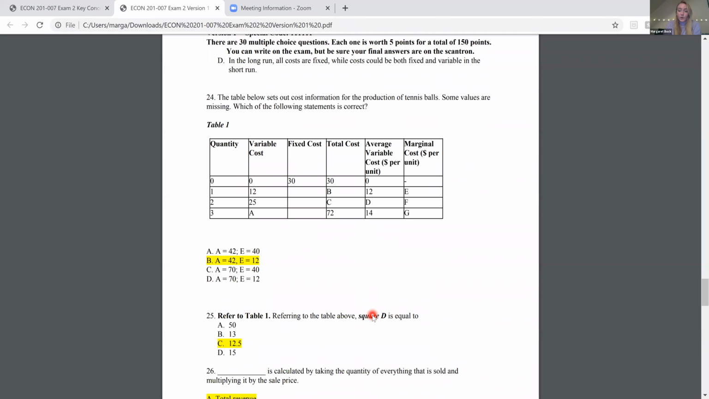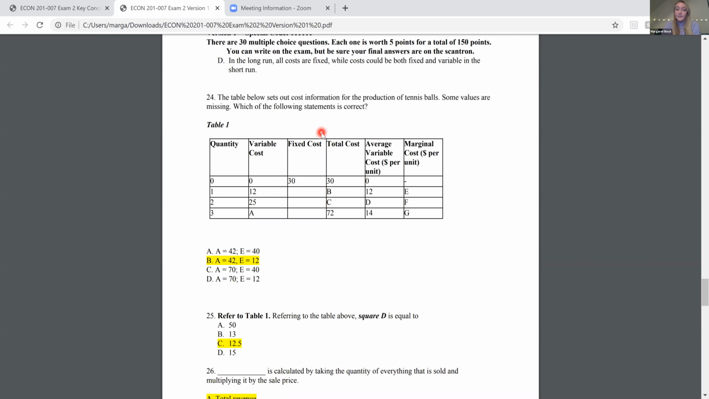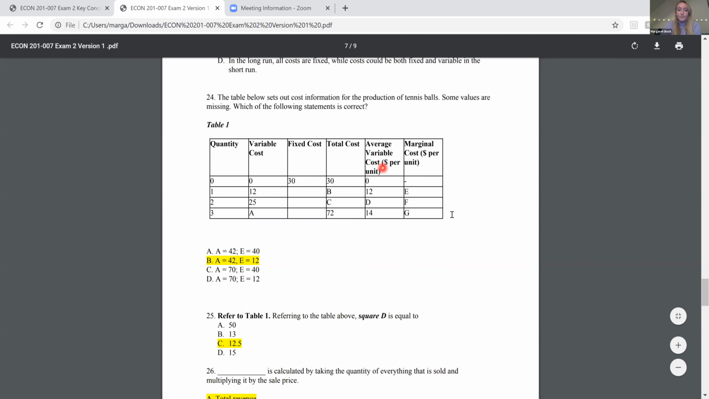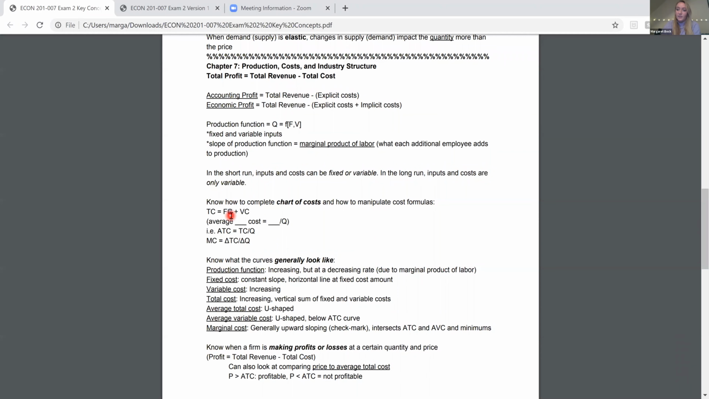Okay, 24. So this goes back to that little chart that I gave you guys some practice with in class and in the problem set. I still have that example in the lecture notes if you want to practice again working with this chart. But essentially, what you have to do is know some of these key little equations, and that will help you fill out the empty spots in these charts, if that's the goal of the question.